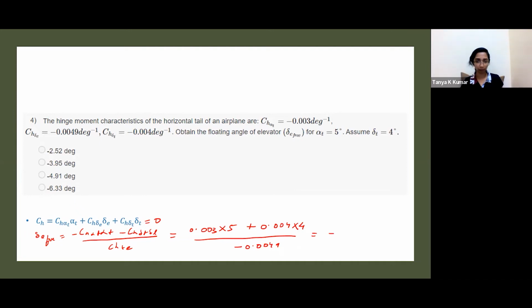Comes to minus 6.33. Okay, every value is given in per degree, so we don't require any conversion. Minus 6.3. Okay. Next question.